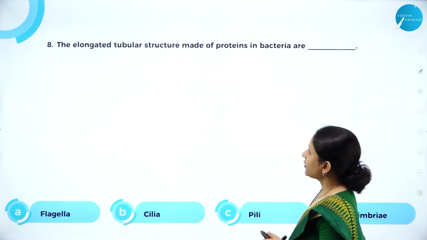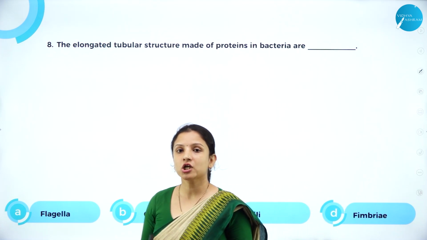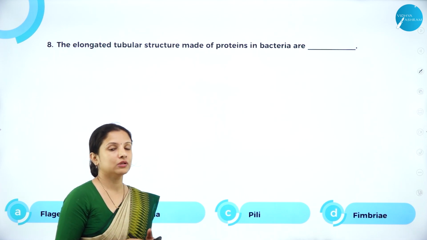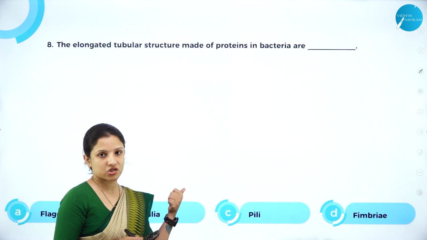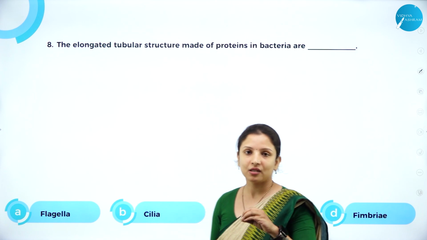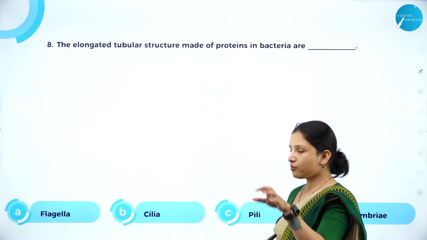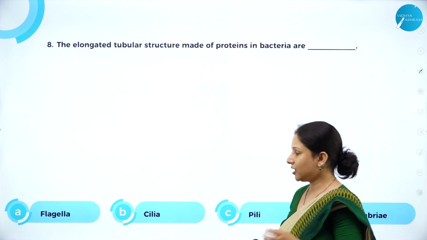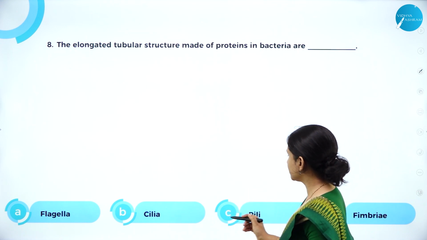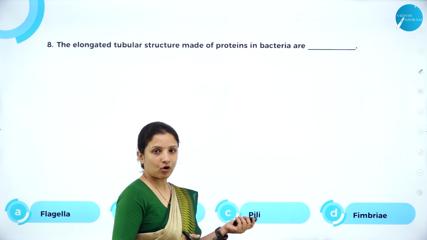Next question: the elongated tubular structures made of proteins in bacteria are called. This comes under the cell modifications in bacteria, right? Are they called flagella? No, flagella are long structures which help in locomotion in bacteria. It is not cilia, which are hair-like structures that help in locomotion. Is it pili or is it fimbriae?